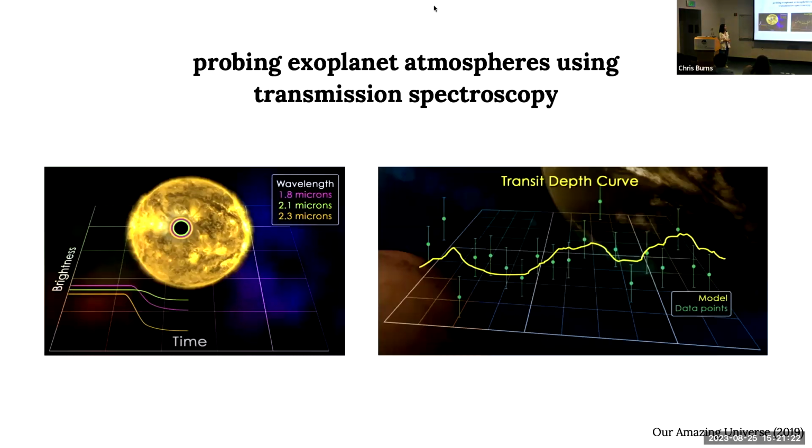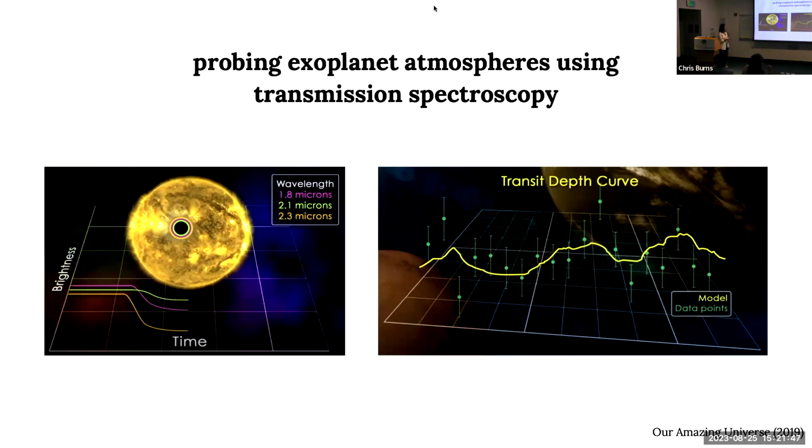So the first question that I want to address is, how do we probe exoplanet atmospheres? We do this by using a technique called transmission spectroscopy. Let's say that you have an exoplanet orbiting a star, edge-on, and as the planet makes a transit, or passes in front of the star, part of the starlight is going to be blocked by not only the planet bulk, but also by the planet's atmosphere, resulting in a transit depth.